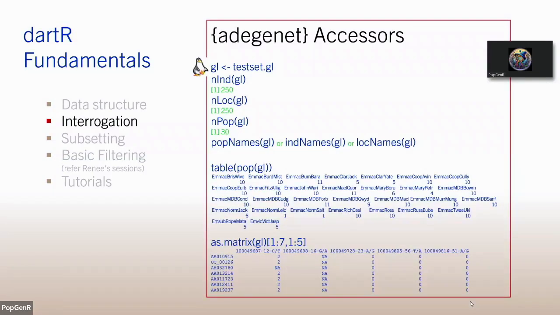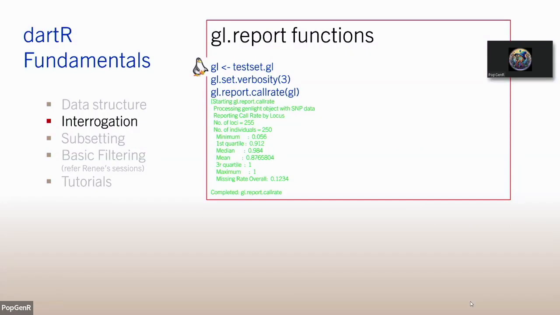Okay, so let's just jump forward. You've got these report functions. You've got this gl report call rate, which gives you some statistics about the call rate. That's the success in calling SNPs. They might not be successful in being called because you've used low coverage, and so the read depth is really low, and certain sections of the genome are completely missed. So the SNP won't be called for that individual because the read depth is so low.